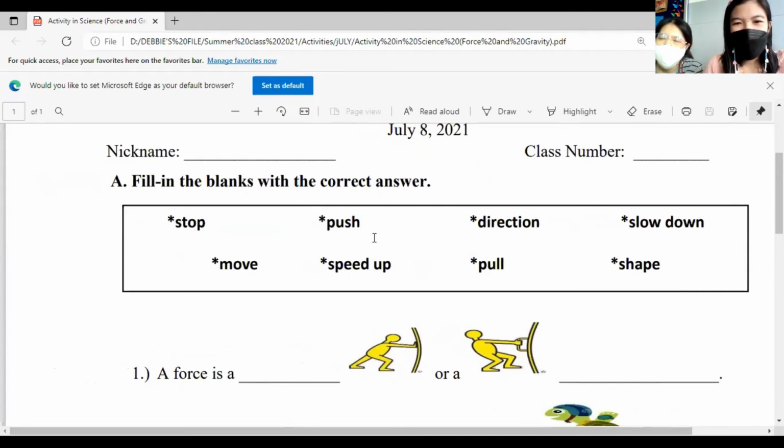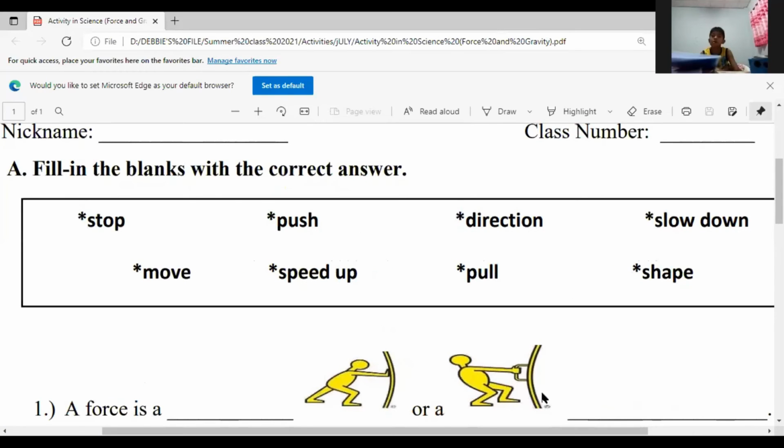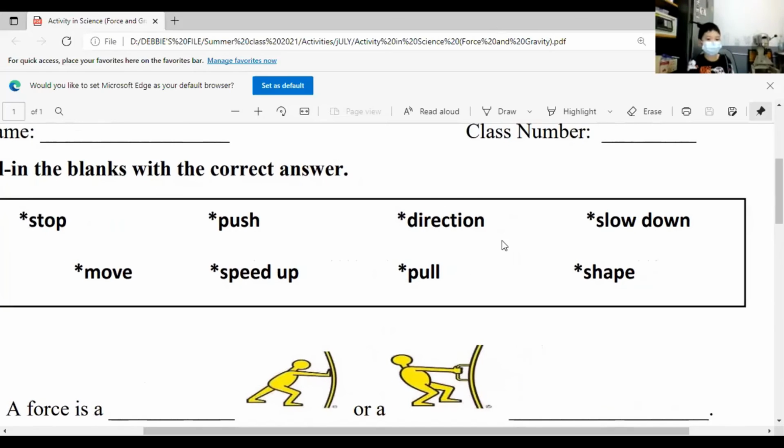Next word is push. Push means พลัง. And the next word is speed up. เร็วขึ้น. It means what? Speed up แปลว่าเร็วขึ้น ไว Okay. And then we have direction. What's that? Direction, change the direction, เส้นทางหรือการเดินทาง Okay, that's right.